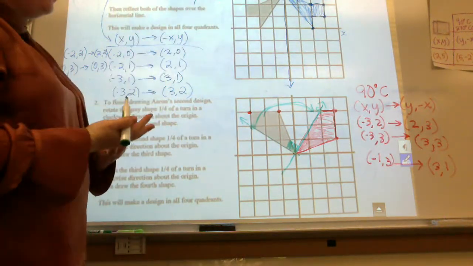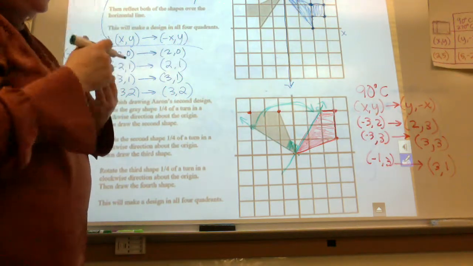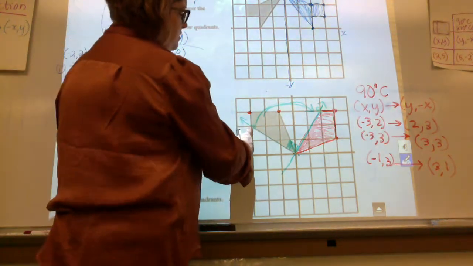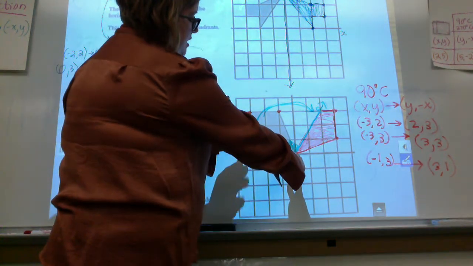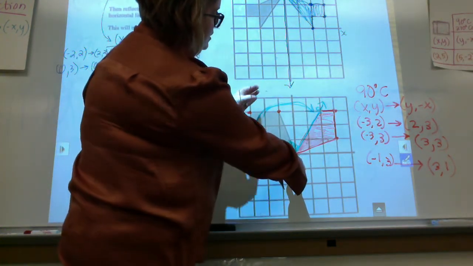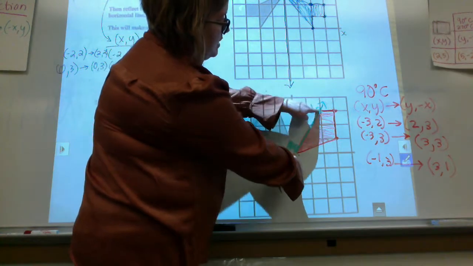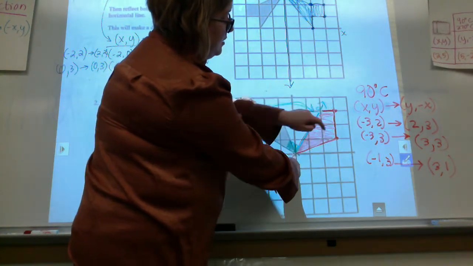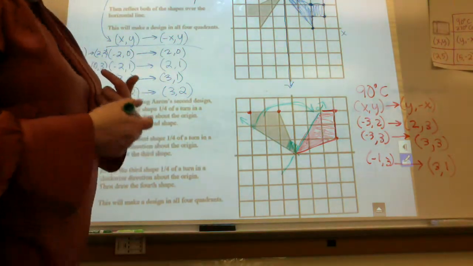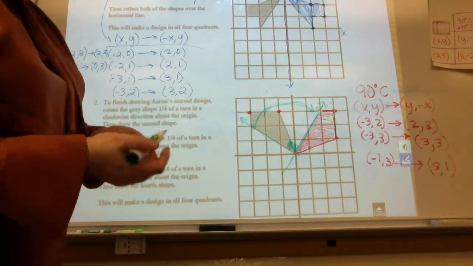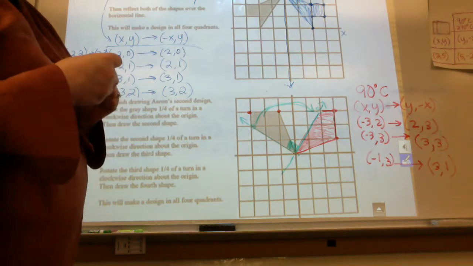This is how one might use a protractor. If you start with your original and put the middle of the protractor at the center of rotation and then mark up based on whether it's clockwise or counterclockwise where 90 degrees is, it would be exactly here. Now, again, that can be a little bit more time consuming, but it is another strategy, certainly.